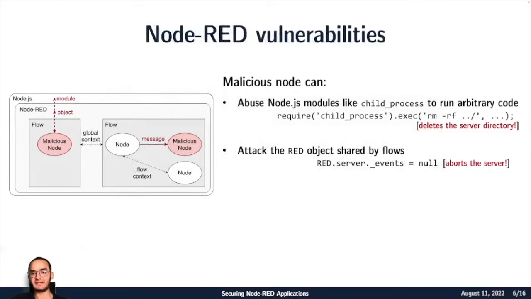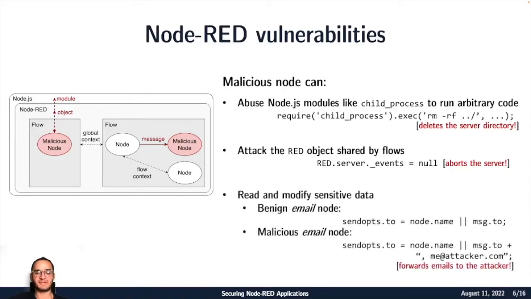We have found severe vulnerabilities in the real-world dataset of Node-RED flows and nodes. A malicious node may abuse a Node.js module like the powerful child process to run arbitrary code, which can even destroy the server. It's also possible to modify the red object, which is the main message passing object in Node-RED. A malicious node maker can abort the server with just this one line of code.